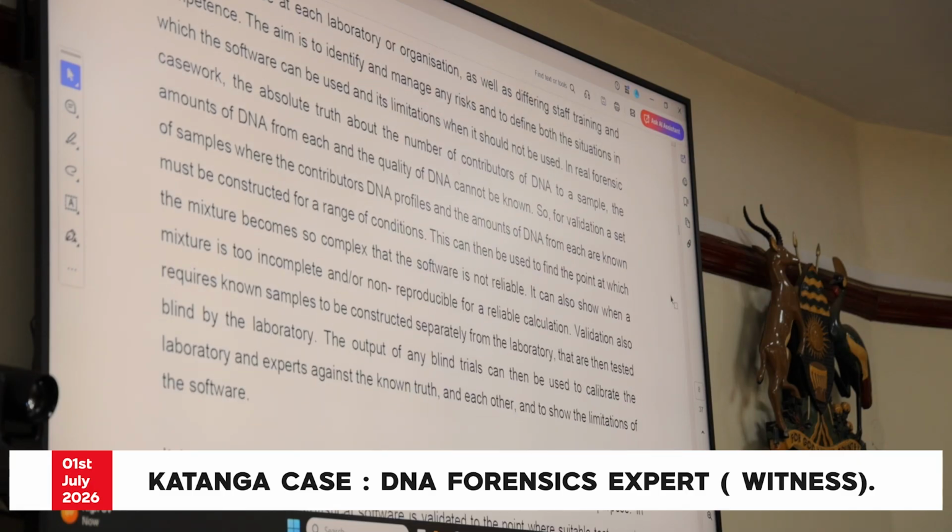Beg your pardon, as we never know the ground truth, so exactly what was in that sample. It is also essential that for use in forensics, the laboratory lock down the software so no one can alter any of the parameters within the laboratory.